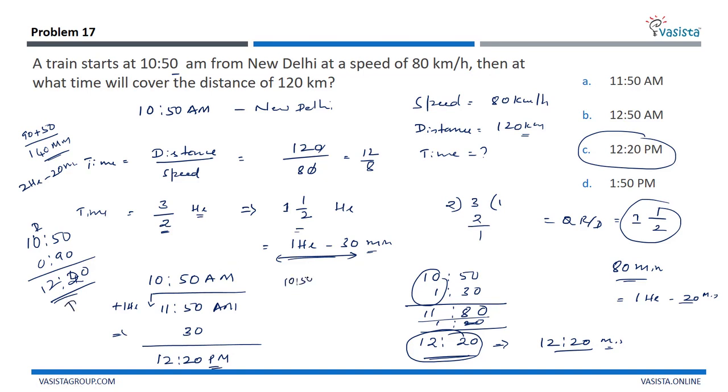Otherwise, see here, 1.5 hour from 10:50. 1 hour makes it 11:50, plus 30 minutes. Adding 10 minutes becomes 12, plus 20 more, that is 12:20. And the answer is 12:20.